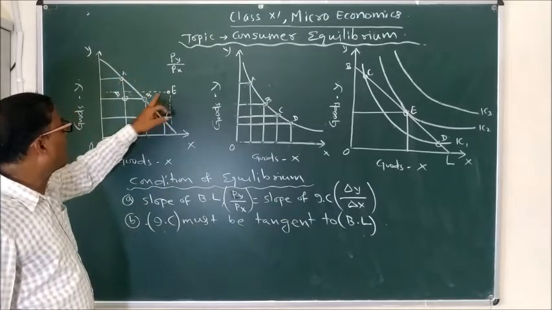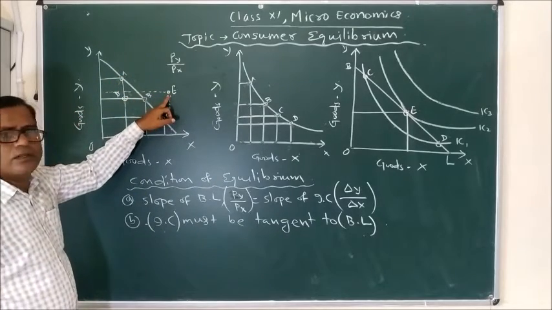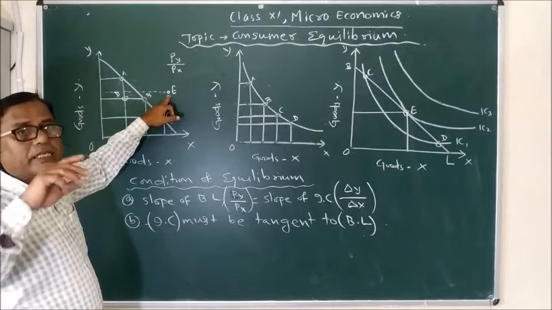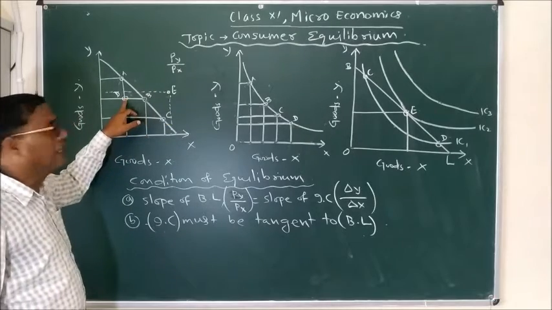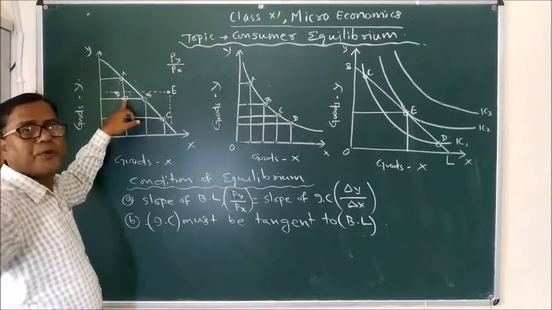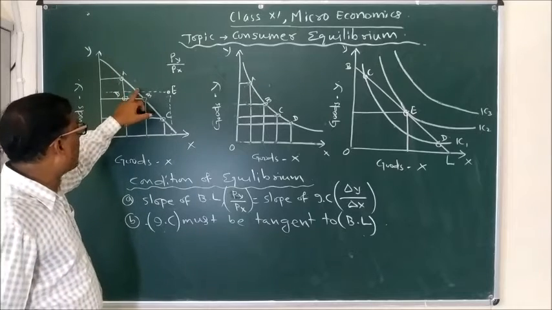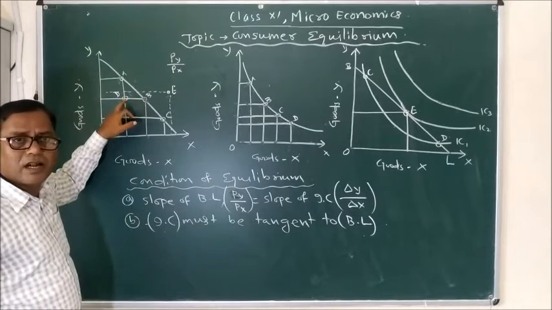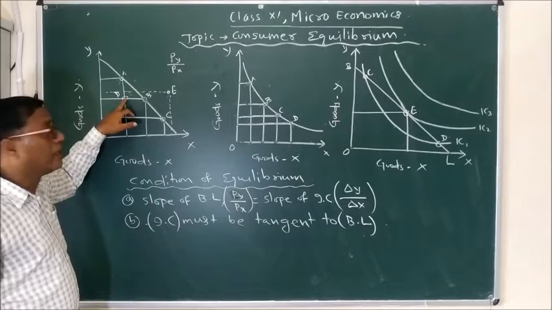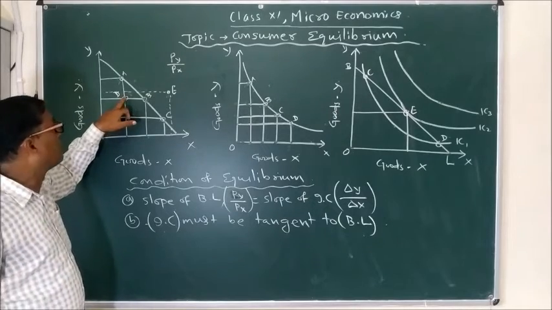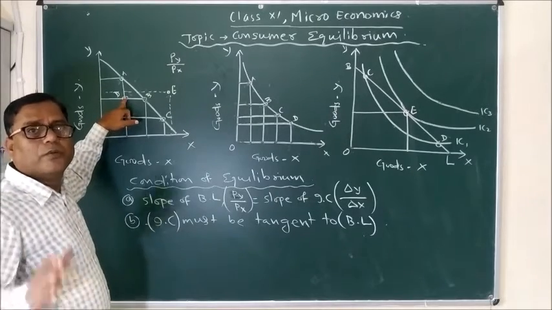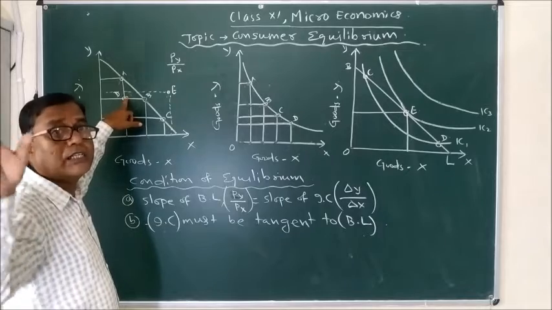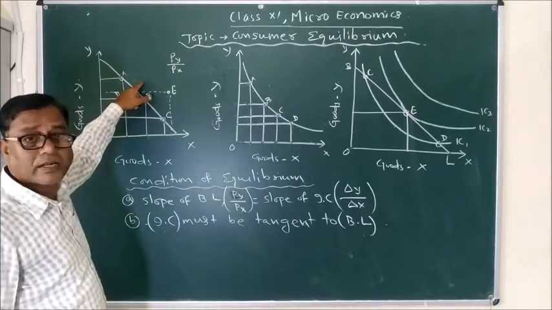Then here 2 more points are there, point D and point E. So what is the meaning of these points? Come to point D. When the consumer is operating at point D, that means it is lying below the budget line. So if the consumer is preferring to operate on point D, it means the consumer is not spending all his disposable income in the purchase of X and Y.